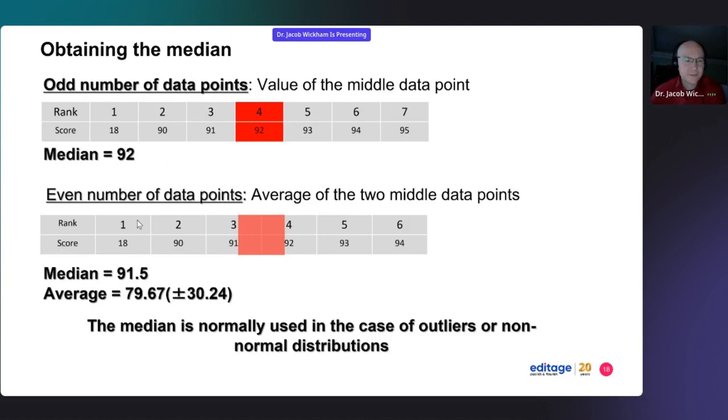If you look at this low score here, this is an outlier, and it really affects the average. The average is less than 80. But that's not a very useful description of this data set. Here, the median, I think, is a better description of the middle value.